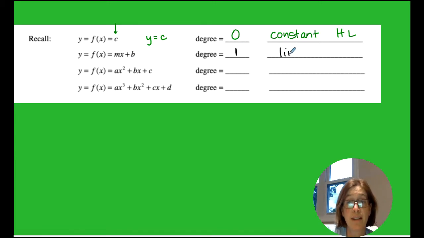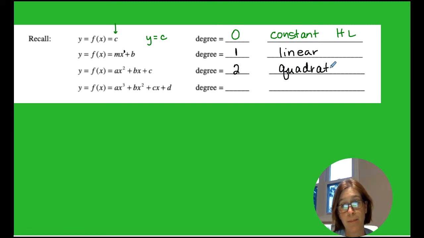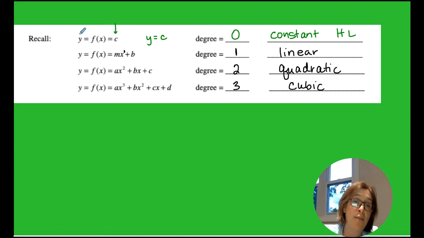Y equals mx plus b, or f of x equals mx plus b is degree 1. It is a linear function. Remember, we're always looking at the exponent of x. Y equals, or f of x equals ax squared plus bx plus c is a degree 2 polynomial. It is a quadratic function. And f of x equals ax cubed, that would be degree 3, which would be a cubic function. So I just wanted you to see that instead of y, we're going to be using f of x. That's function notation. And that's how it would be used in an equation.